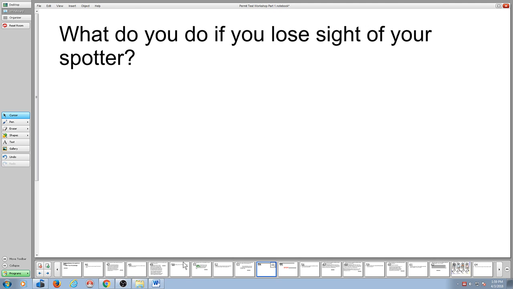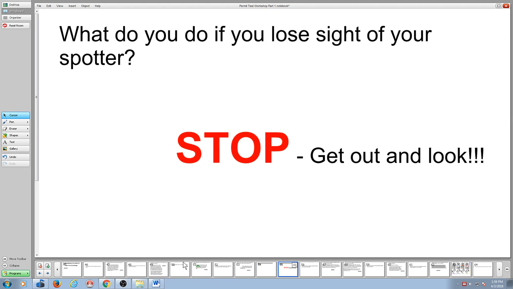What should you do if you lose sight of your spotter? I would stop. As it says here, stop. Get out and look. It should say stop, put your truck in neutral, engage the parking brakes, and get out and look. So you don't want to leave it in reverse and get out of your vehicle. It seems obvious, but you would be surprised.